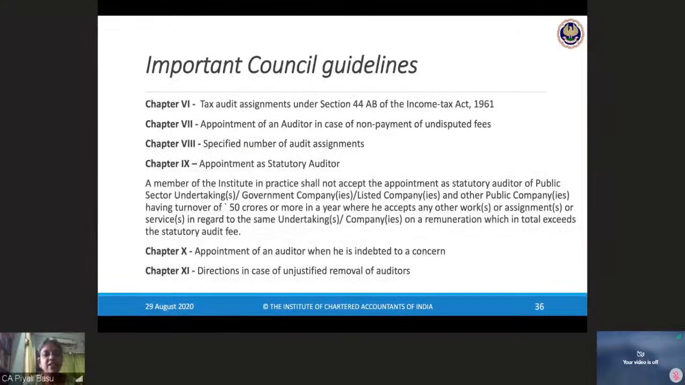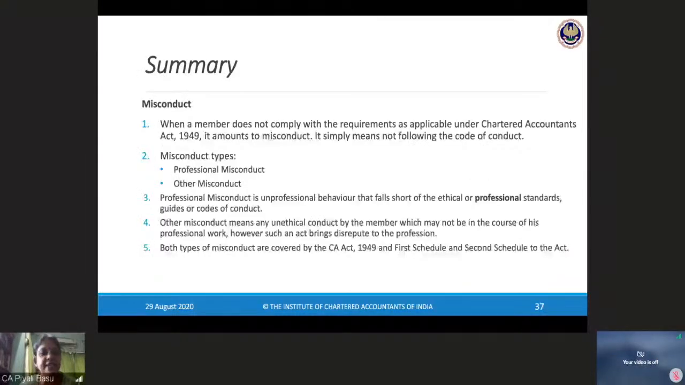So if there is no question, before I move to the important council guidelines and other things, I just want to summarize a little bit from the point of view of the misconduct. Then I'll go to some important council guidelines. So what is a misconduct? This is just to summarize, you have got everything now. When a member doesn't comply with the requirements as applicable under the Chartered Accountants Act, it amounts to misconduct. It gives rise to a misconduct.